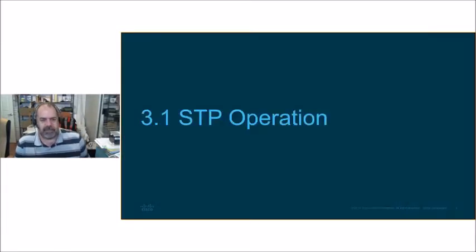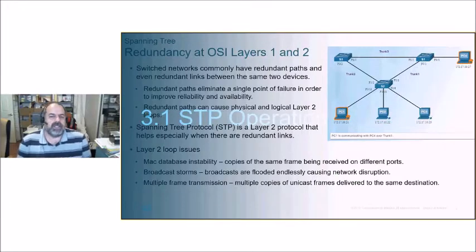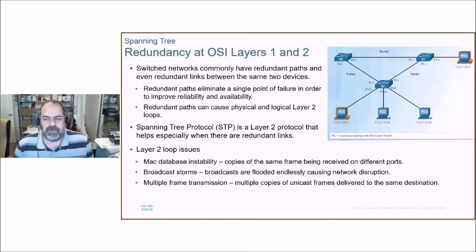Okay, STP operation. So we talk about redundancy all the time when it comes to making things more reliable, and layers 1 and 2 are no exception to that rule. Switch networks commonly have redundant paths and even redundant links between the same two devices. Redundant paths eliminate a single point of failure in order to improve reliability and availability.